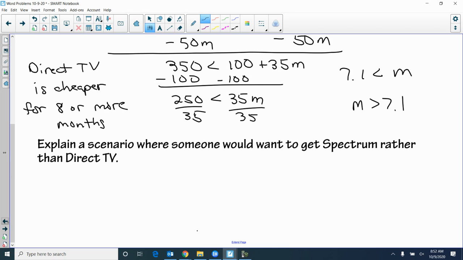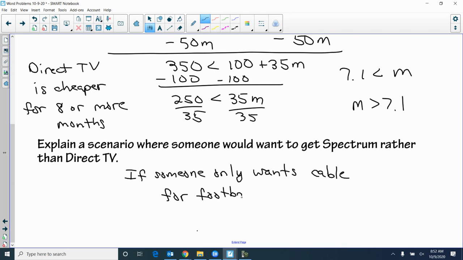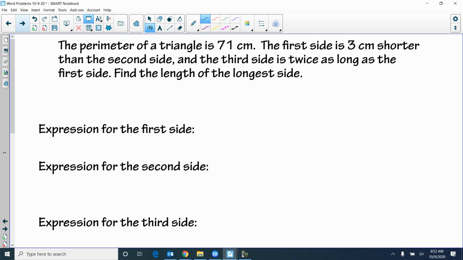But I like the football season one. So if someone only wants cable for football season, it would make sense to pay the smaller installation fee and the higher monthly fee because you're not going to have it as long. So good. All right, flip that over.